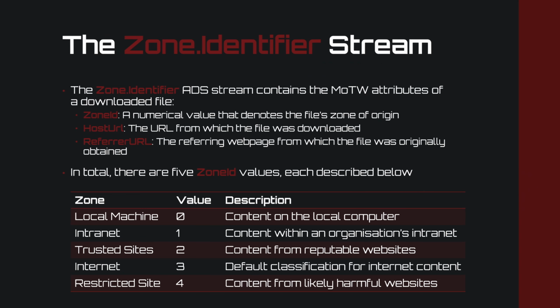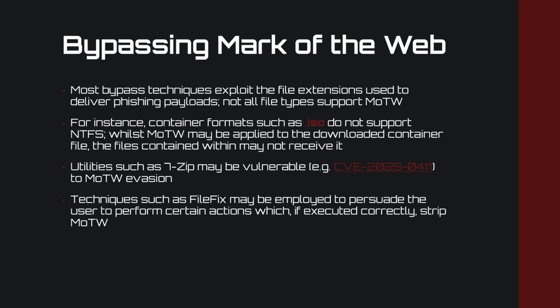Now, I will repeat this once again. There is no way to actually manually remove the zone identifier information, and instead we have to perform some bypass techniques. There are several techniques in which we can bypass Mark of the Web, with the most common one being exploiting file extensions that do not have support for Mark of the Web.